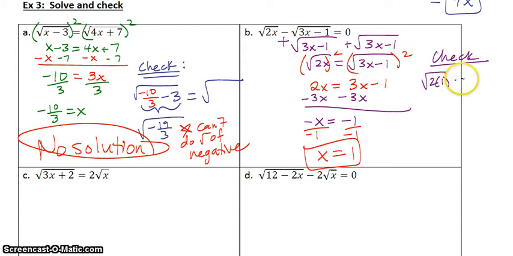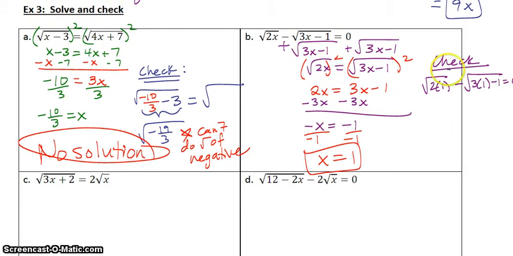Again, everywhere I see an x, I'm plugging in a 1. So I end up with the square root of 2 subtract 3 minus 1. Oh, you know what? I get the square root of 2 subtract the square root of 2, which is 0 and 0. So it works. X equals 1 is our answer.